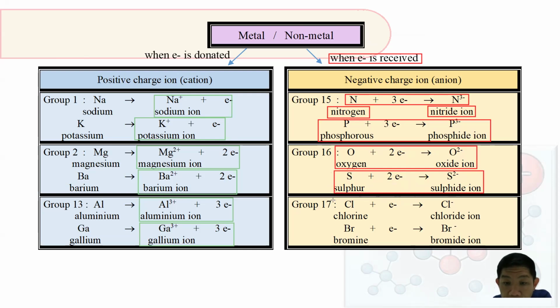Whereas group 17, we have chlorine accepted 1 electron to form chloride ion. Bromine accepted 1 electron to form bromide ion. Now, of course, in here, I just want to expose to you the formations of the ions, but we also cannot neglect the nature of the atoms or the elements involved.